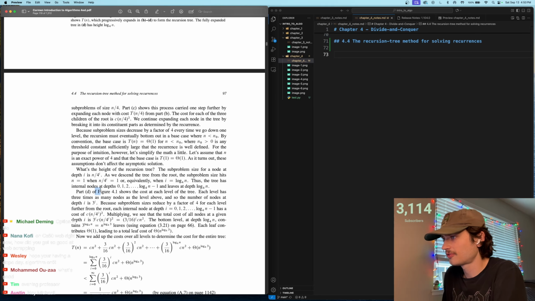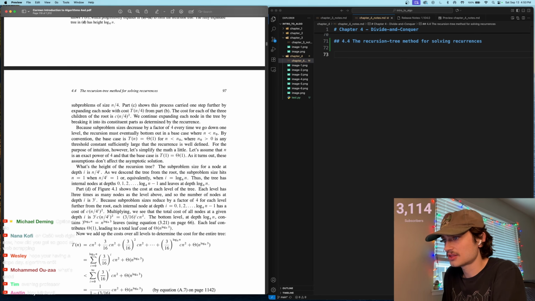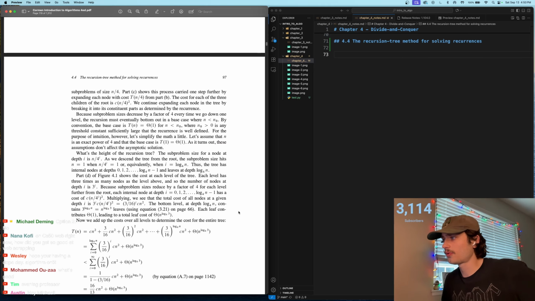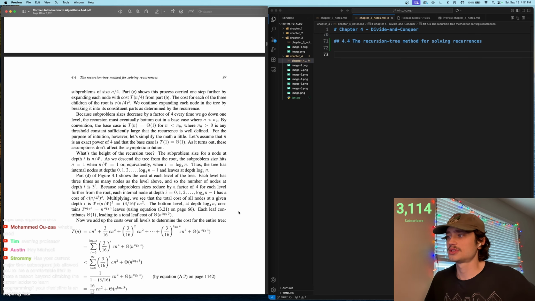Part D of Figure 4.1 shows the cost at each level of the tree. Each level has 3 times as many nodes as the level above, and so the number of nodes at depth i is 3^i. Because subproblem size is reduced by a factor of 4 for each level further from the root, each internal node at depth i = 0, 1, 2, all the way to log base 4 of n minus 1 has a cost of c(n/4^i)².